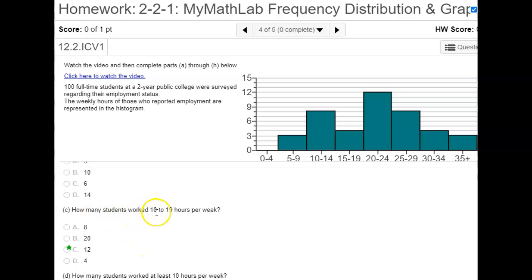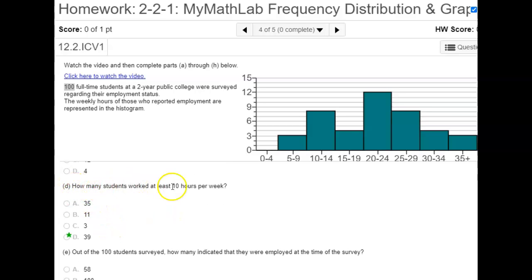How many students worked 10 to 19 hours per week? This is kind of what I was just talking about. This is asking us to combine multiple groups here. So we want to combine the 10 to 14 plus the 15 to 19. There's 8 students in that group. And it looks like there are 4 students in this group. So 8 and 4 makes 12. There's 12 students in that range, 10 to 19.